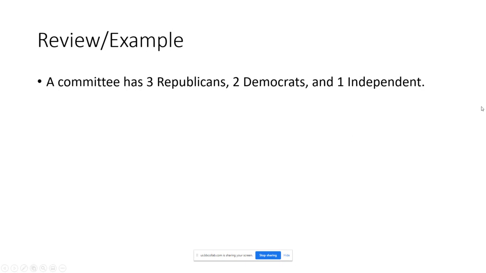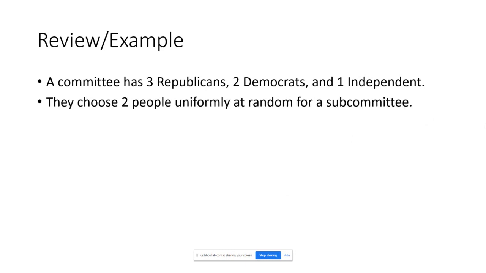All right, so let's start off with a review question that will then become our first example. So let's suppose that a committee has 3 Republicans, 2 Democrats, and 1 independent on the committee. And they want to choose 2 people uniformly at random for a subcommittee. So choosing 2 people, and each person on the committee is equally likely to be chosen.